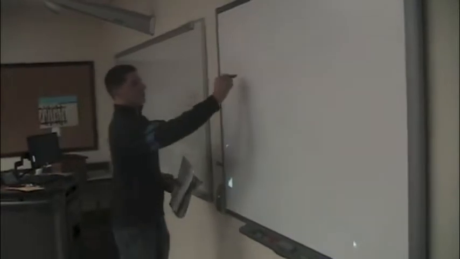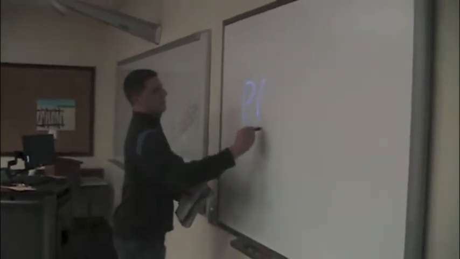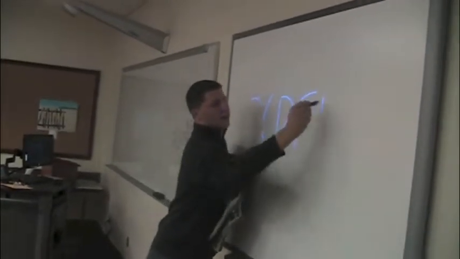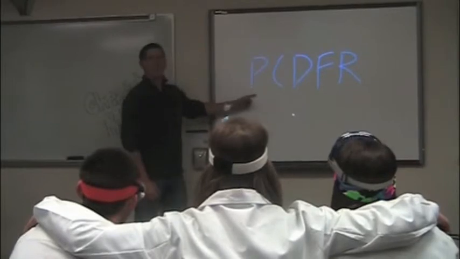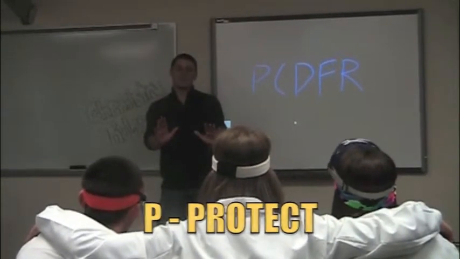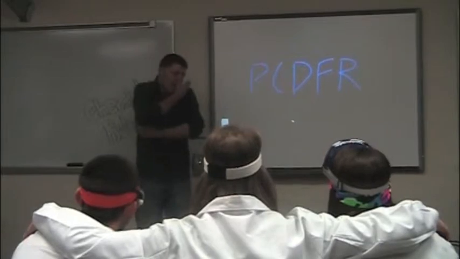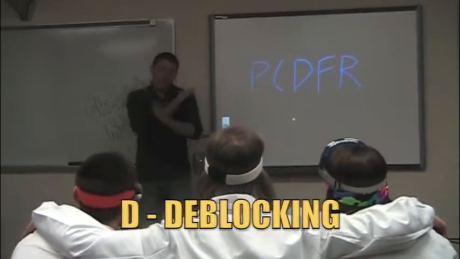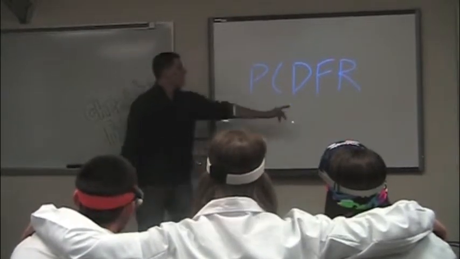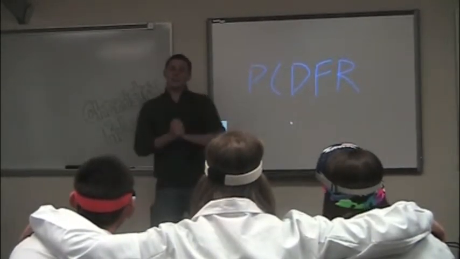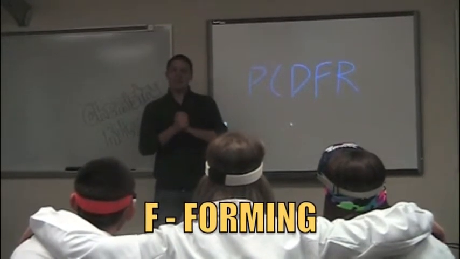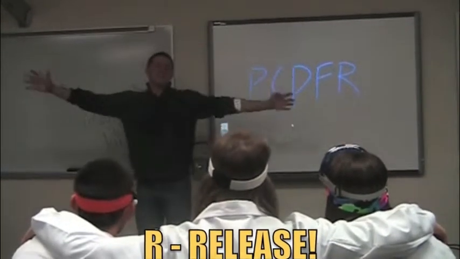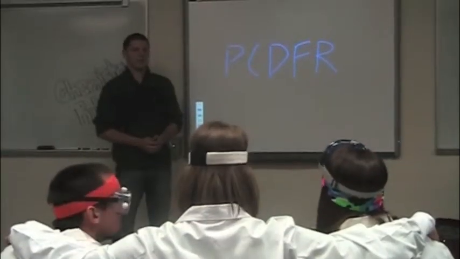PCDFR. So, P, C, D, F, R. The first step, P, is protecting the amino acids. The second step, C, is coupling the C-terminus with a stabilizing group. The third step, D, is deblocking the main group. The fourth step, F, is forming the peptides through AA coupling. The fifth step, R, is releasing from solid support. How are we even going to remember that many steps?